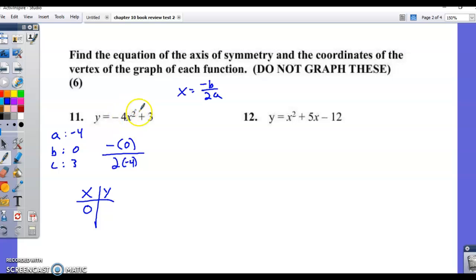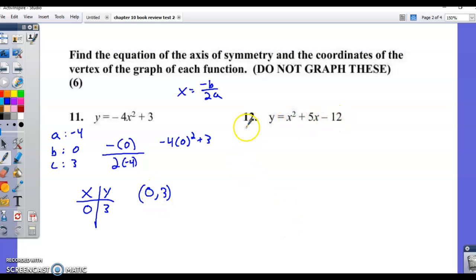And then I put my 0 into here. And you can use your decimals calculator or your calculator at home. So I'm going to put 0 in for x here. So negative 4 times 0 squared plus 3. 0 squared is 0. 0 times negative 4 is 0. So 3 is my vertex.